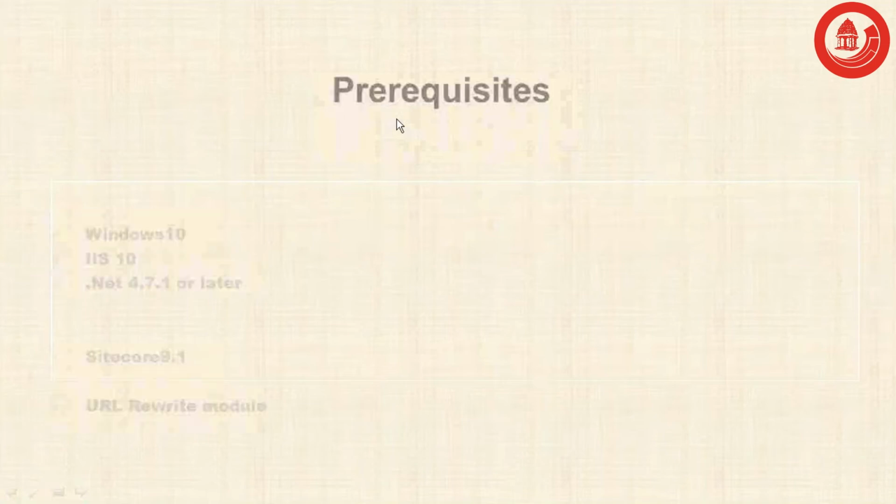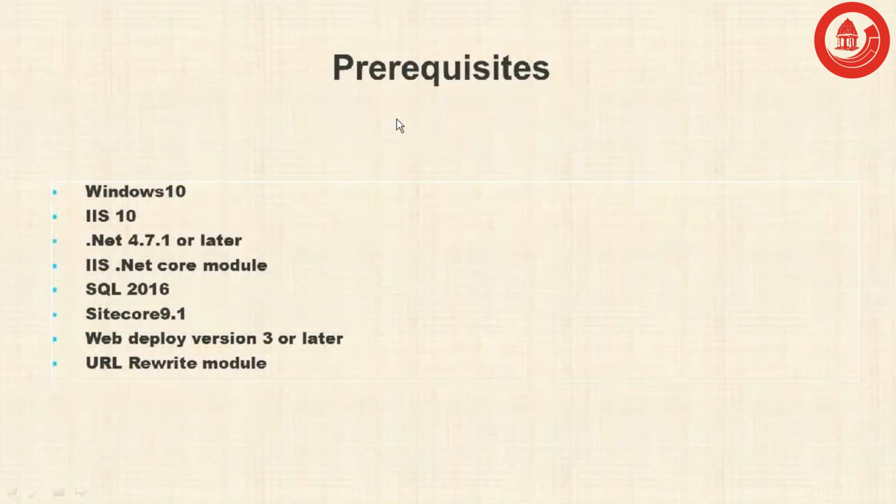Let us first see the prerequisites. So these are the prerequisites. These are similar to any Sitecore application. The only one here is Sitecore 9.1. The Universal Tracker works only with Sitecore 9.1, so you need to have this set up. Once you have this set up, you can proceed with installing Universal Tracker.